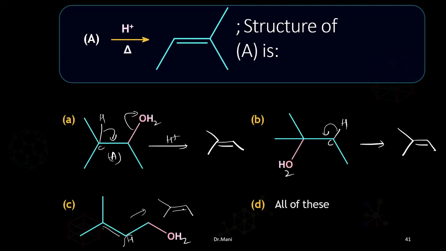So what is this? Does the hydride shift happen in all the three, right? So it happened here, here, as well as here. So the option will be D. If you see, all these structures are the same.